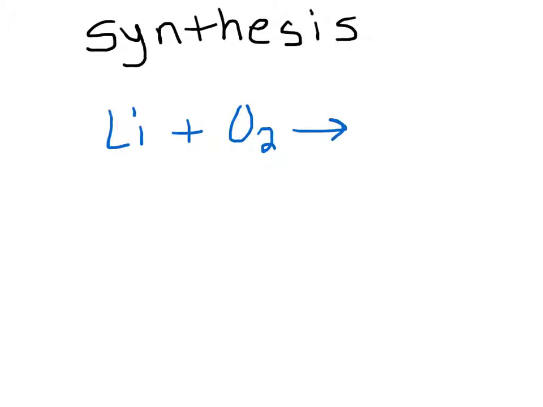Reaction set 1 is a review of some of the reactions that we do in first year chemistry. Simple synthesis reactions involve two elements combining to form an ionic compound.